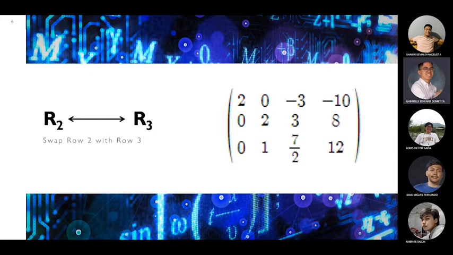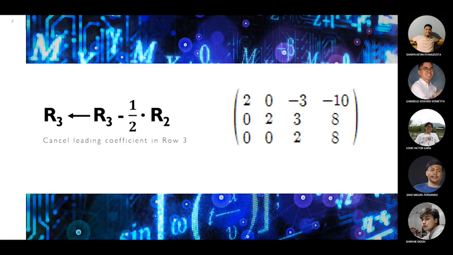Next, swap row 2 with row 3. So we have 2, 0, negative 3, negative 10, row 2: 0, 2, 3, and 8, and last: 0, 1, 7 over 2, and 12. We will now cancel the leading coefficient in row 3 by performing R3 equals row 3 minus 1 half times R2. We now have the matrix 2, 0, negative 3, negative 10. On row 2, we have 0, 2, 3, and 8. On row 3, we have 0, 0, 2, and 8.